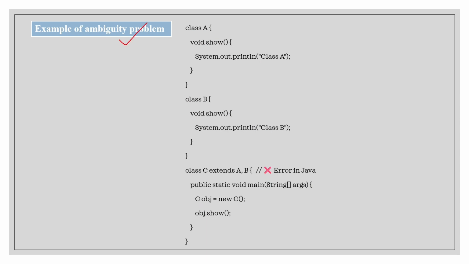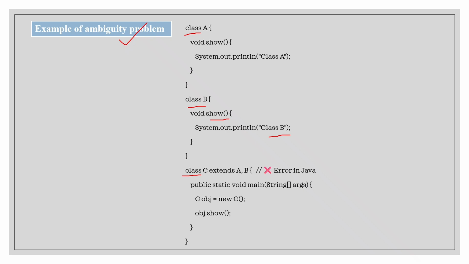Let's see the program to understand what the ambiguity problem actually is. Here we have a parent class A with a method called show, and this method prints class A. Next we have a class B with the same method show, and it prints class B. So both class A and class B have methods with the same name. Now let's create another class called C, which extends class A and class B.